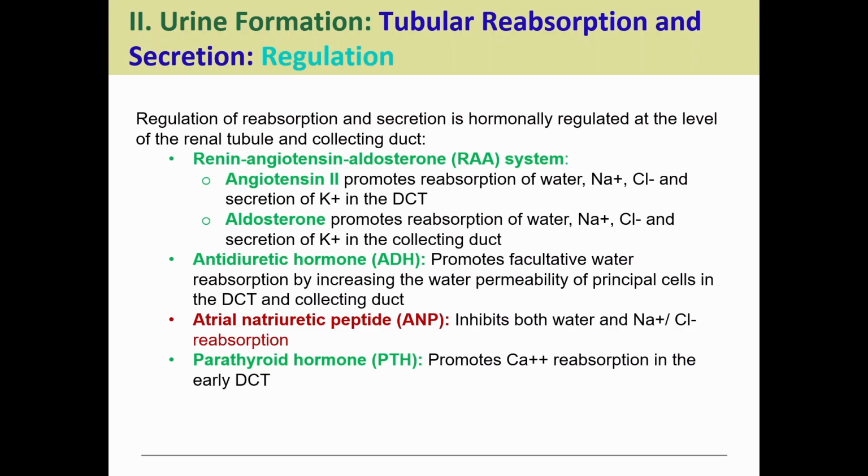ANP again is released when blood pressure is high, when blood volume is high, because if we get rid of the sodium and we get rid of some water, we can lower blood pressure, we can lower blood volume.